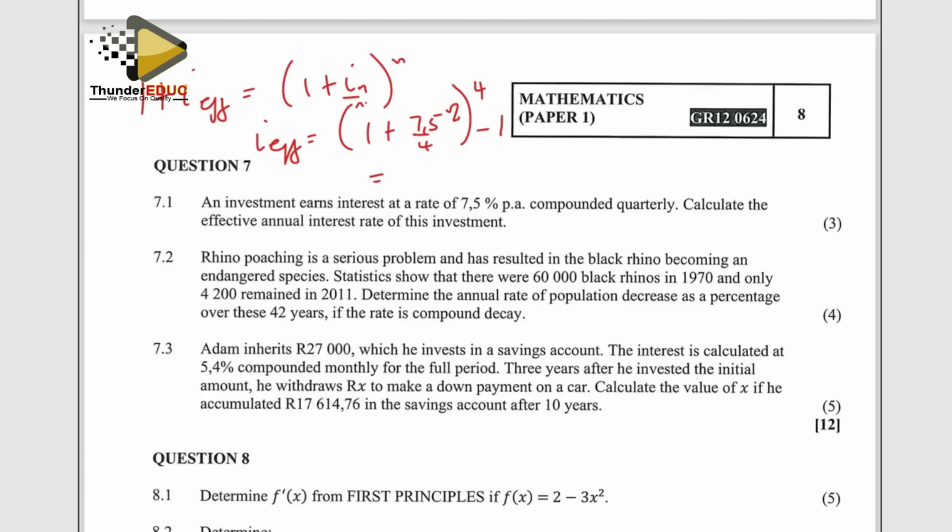Then I multiply it by 100. I'm getting 7.71%.